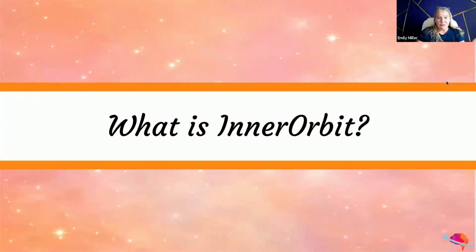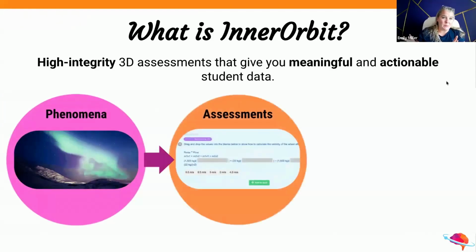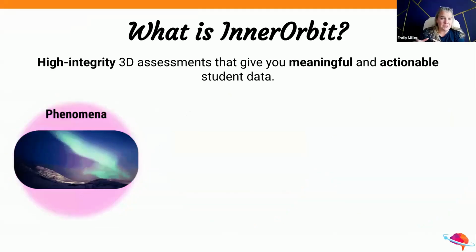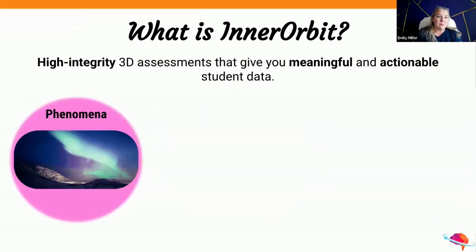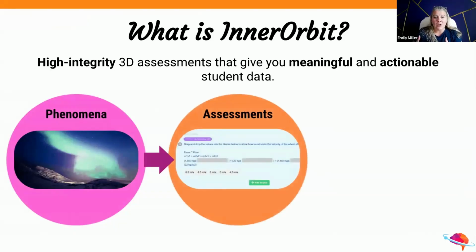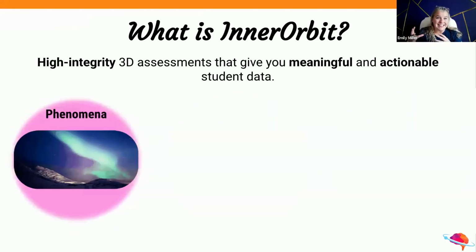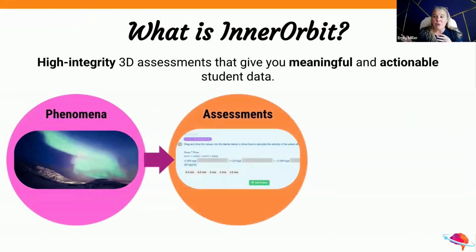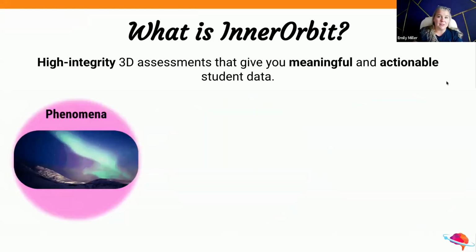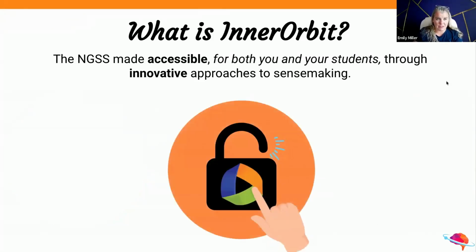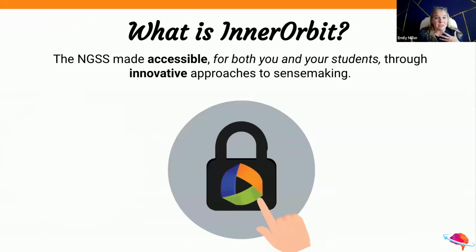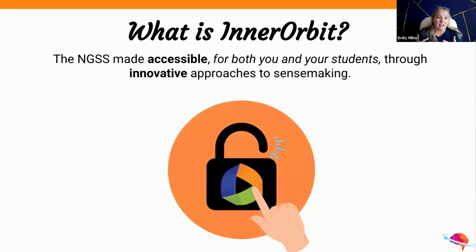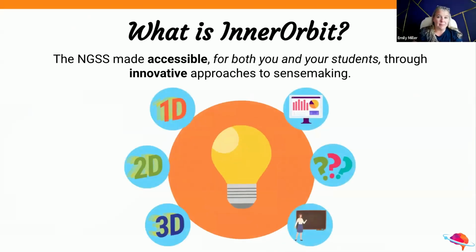So for those of you who don't know, what is InterOrbit? We are an assessment platform. We have over 10,000 different assessment items that are all aligned to novel phenomena that can be used to build high integrity 3D assessments, which then yield really detailed three-dimensional data. So you can make informed next steps on how to support students. And one of the things we really try to do here is make the NGSS accessible for both you and your students, by having innovative approaches to sense making and by providing different scaffolding and tools to make sure that everybody can be successful.